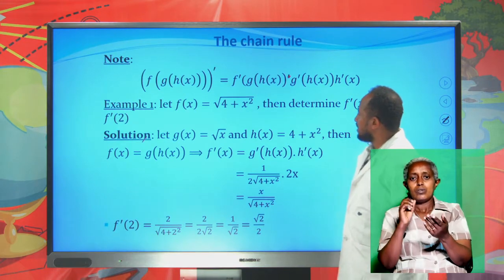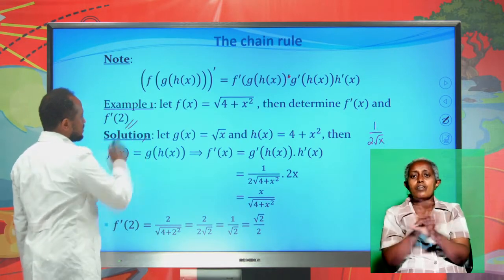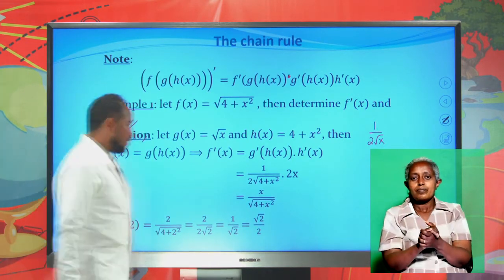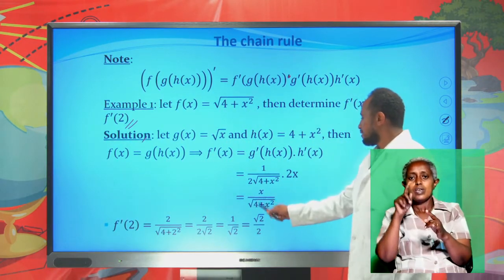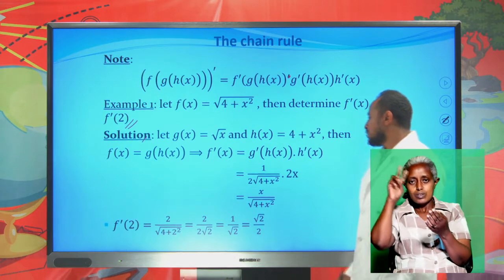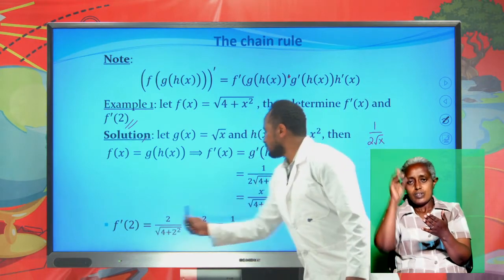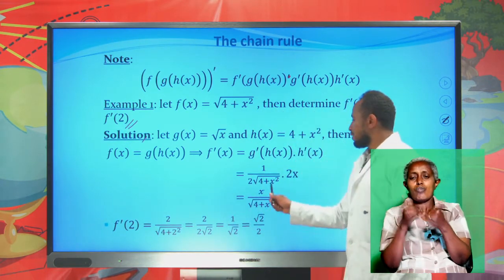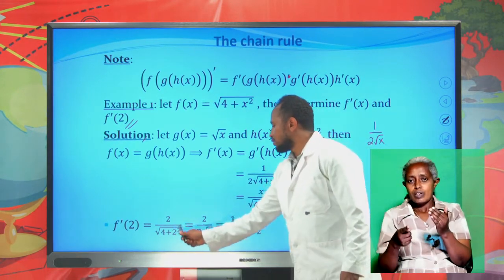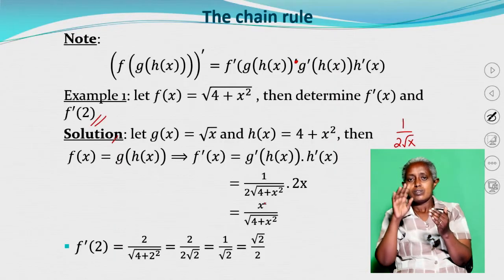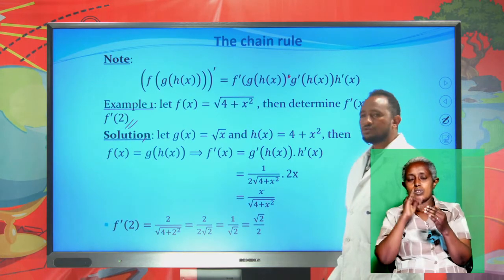Okay, now we are also asked to find the derivative of this function at 2. Since we have found the derivative of the function to be x over the square root of 4 plus x squared, putting 2 here, f derivative of 2 is equal to 2 over the square root of 4 plus 2 squared. So this is equal to 2 over the square root of 8. The square root of 8 is 2 root 2. So simplifying this, you get 1 over the square root of 2. And rationalizing it, you get the square root of 2 over 2.